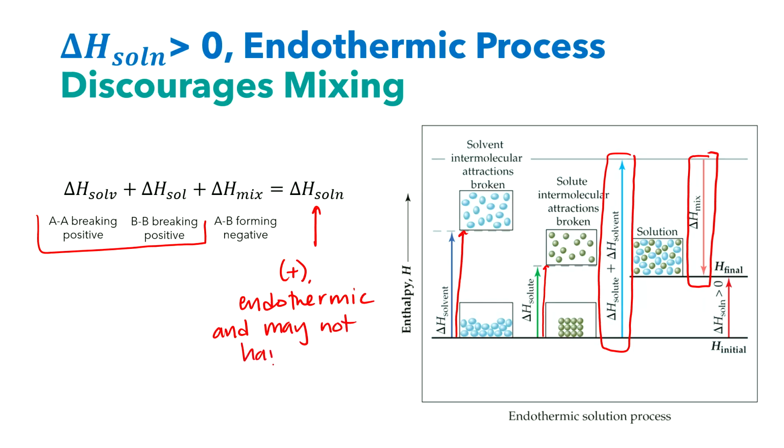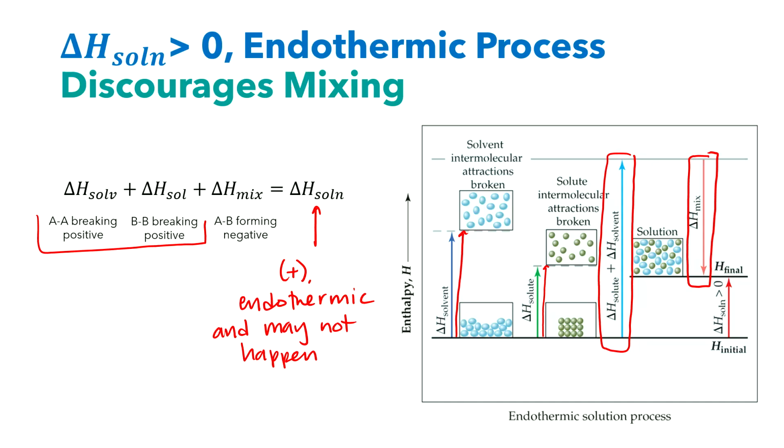It is not going to encourage it. It will discourage it. However, some endothermic mixing processes happen because if it is only slightly endothermic, entropy will give it that extra push to happen. Remember, entropy is usually pushing us along to say, yeah, you should mix, definitely do that. So we do have some endothermic processes.